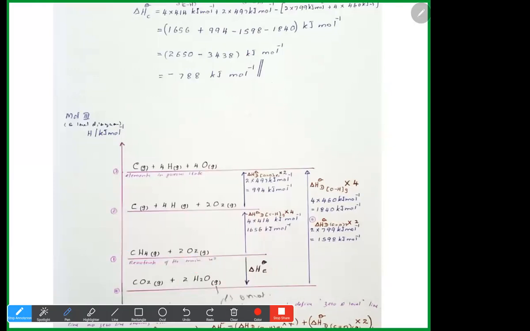Then I am making all this. I am dissociating all this. So I have then CO2 dissociation, 2 CO bonds. Then water dissociation, that is 4 OH bonds. See, 4 OH bonds.